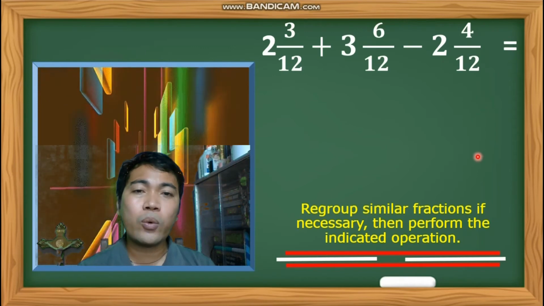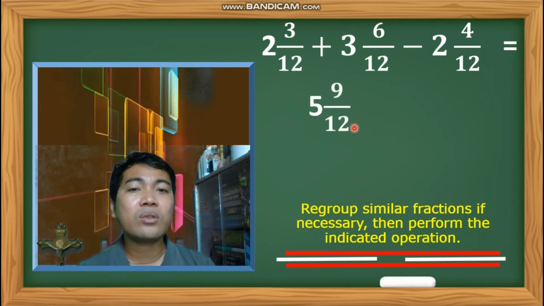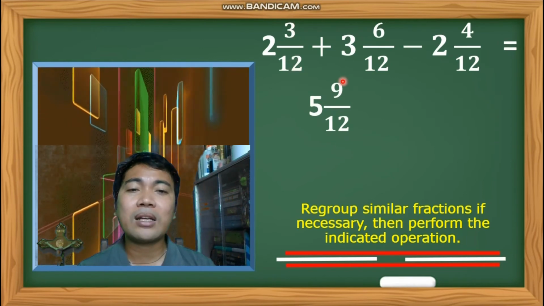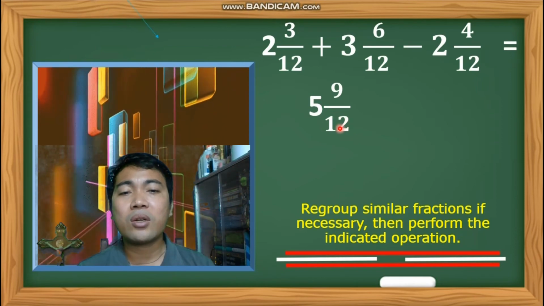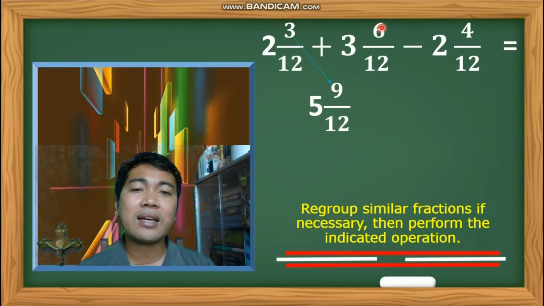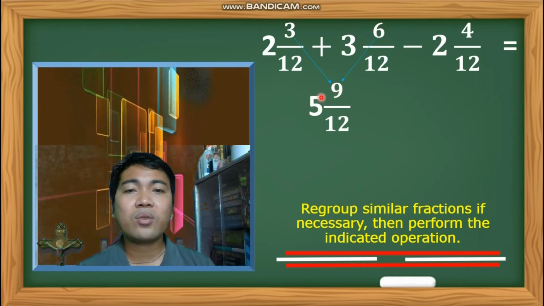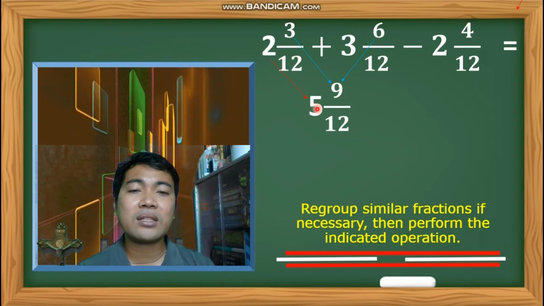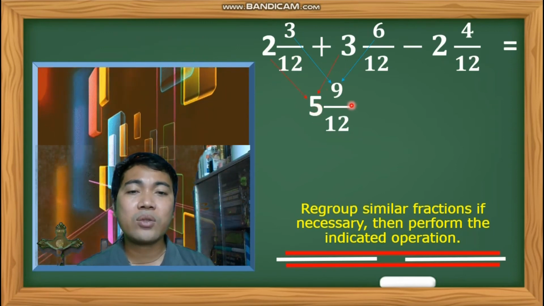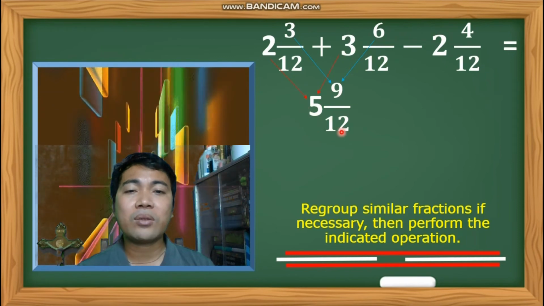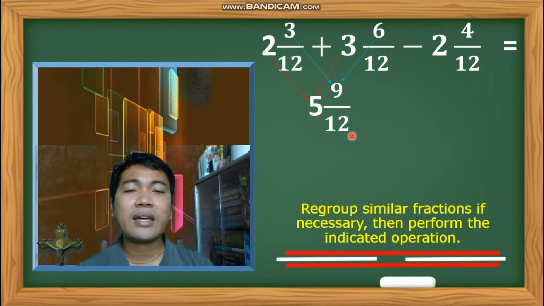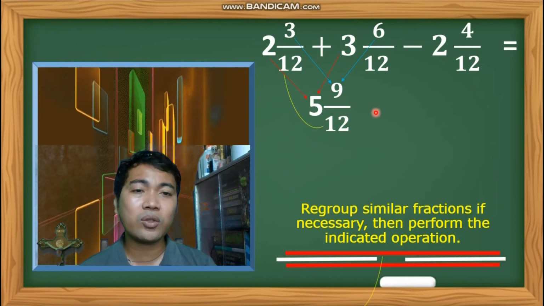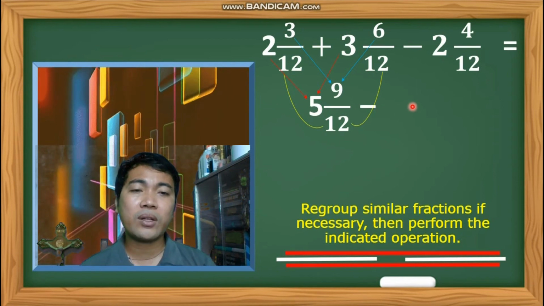So, first is, we have to add these two fractions. 3 plus 6 is, ilagay muna natin ang denominator, which is 12. So, 3 plus 6 is 9. Then 2 plus 3, the whole number, is 5. Now, the new fraction is 5 and 9 over 12. Kopyahin natin ang common denominator, 12. Alright? So, 5 and 9 over 12. Minus, the third fraction is 2 and 4 over 12.